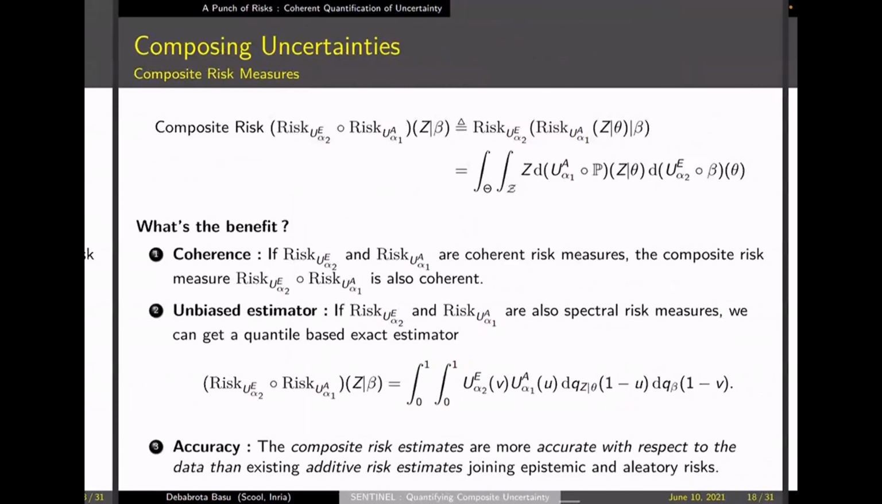Till now in literature, at least as we have seen, people have mostly used additive risk. They have calculated epistemic risk, they have calculated aleatory risk, and they have then just added them. But we have found that this composite risk is always more accurate. You can ask what accuracy means: accurate with respect to the data, compared to the existing additive risk.